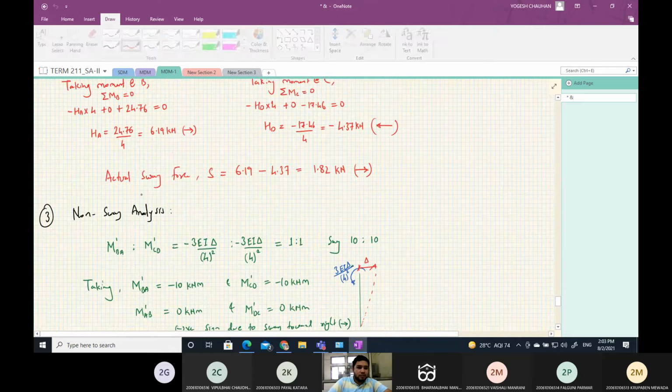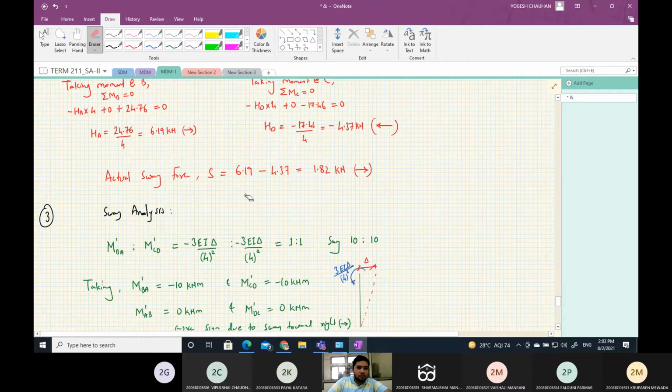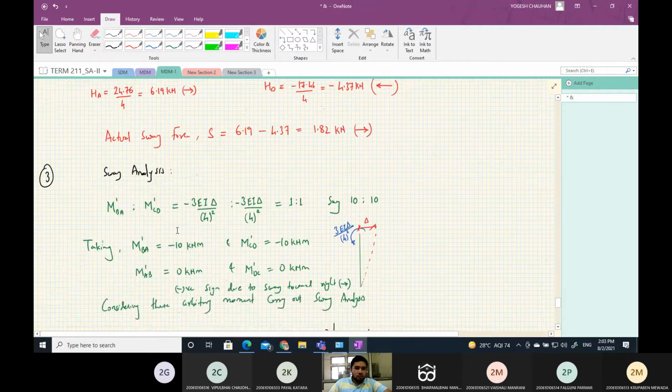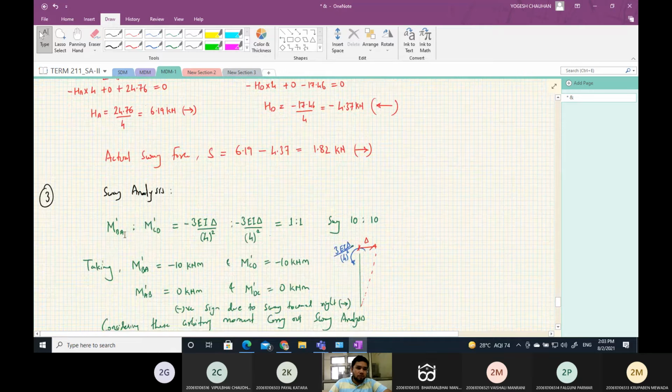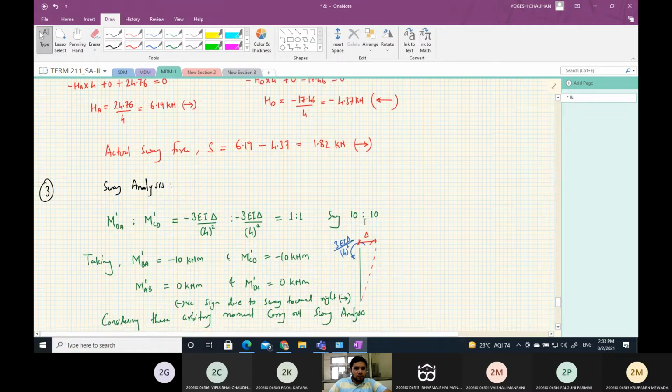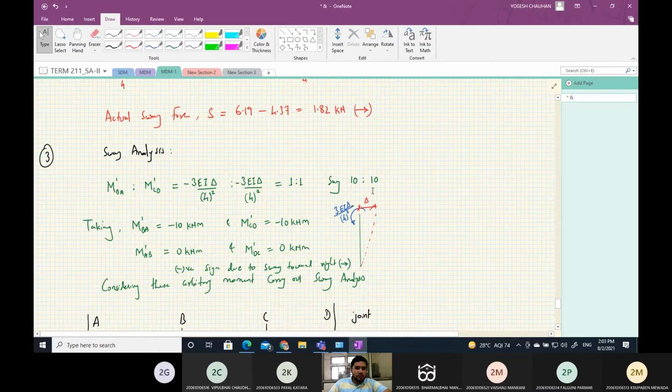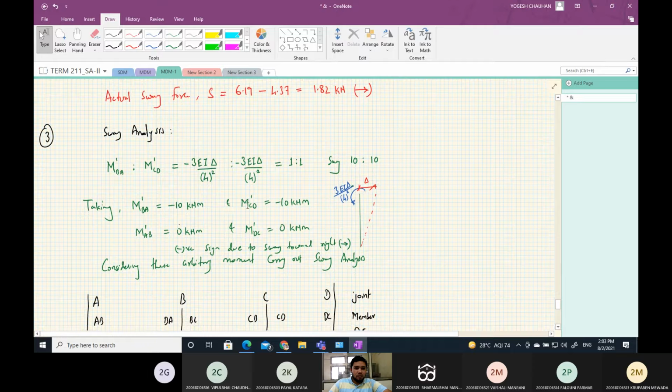Then we do the sway analysis. The ratios of the moments at B and D are proportional, so we get these moments in proportion 1:1. Let us assume an arbitrary moment of 10 kilonewton meter. So MBA dash will be minus 10 kilonewton meter and MCD dash will be minus 10 kilonewton meter, with negative signs because the frame sways from left to right.